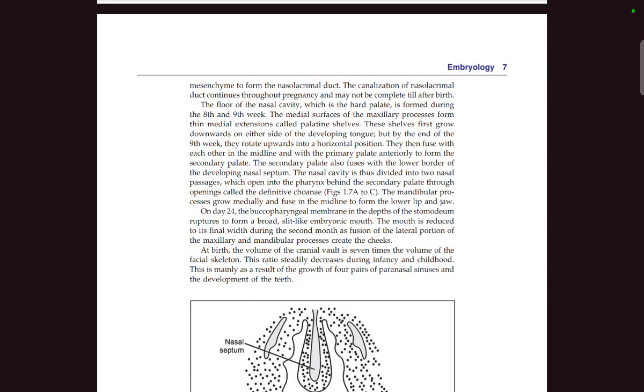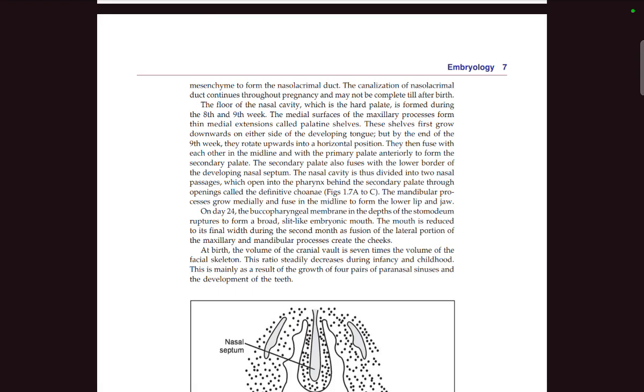The canalization of the nasolacrimal duct continues throughout pregnancy and may not be complete till after birth. The floor of the nasal cavity, which is the hard palate, is formed during the 8th and 9th week. The medial surface of the maxillary processes forms thin medial extensions called the palatine shelves. These shelves first grow downwards on either side of the developing tongue, but by the end of the 9th week they rotate upwards into a horizontal position.